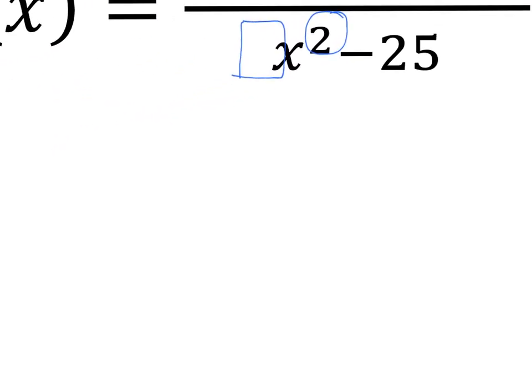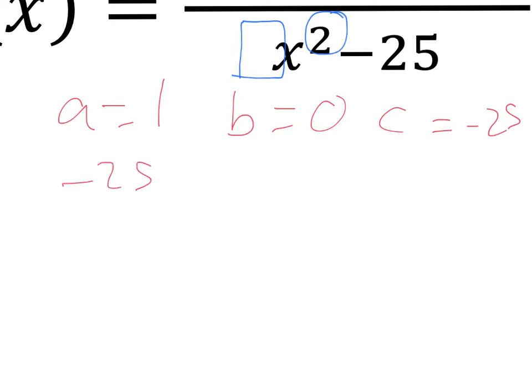X squared minus 25, A is equal to 1, B is equal to 0, since there is no x term written down, and C is equal to negative 25. So we are trying to find the factors of negative 25 that add up to 0. Those are negative 5 and 5. Add up to 0, multiply to become negative 25.